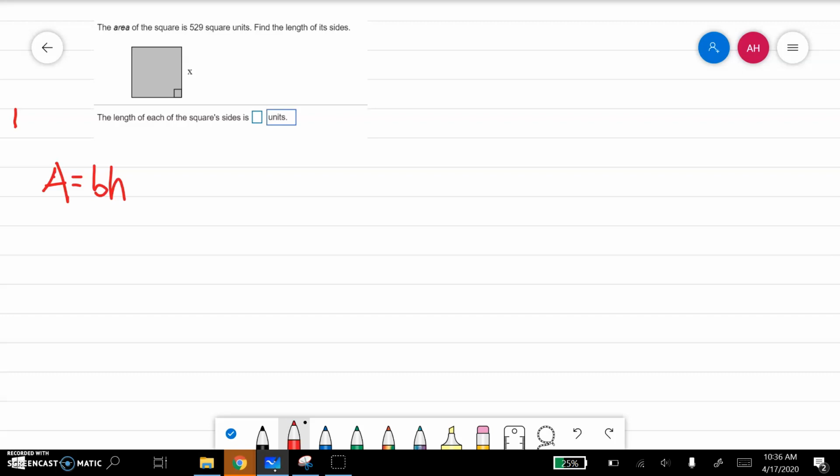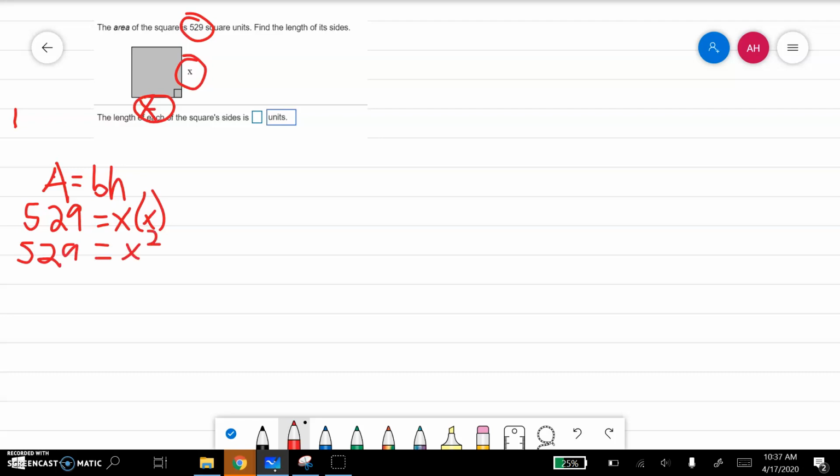And so it tells us that the area is 529 square units. So we're going to substitute 529. And then the base and height is this and then this. This side on the bottom isn't labeled, except that we know that on a square they're the same. And so if that side is x, then the bottom is also going to be x. So the base is x and the height is also x. Then we multiply x times x and we get x squared.